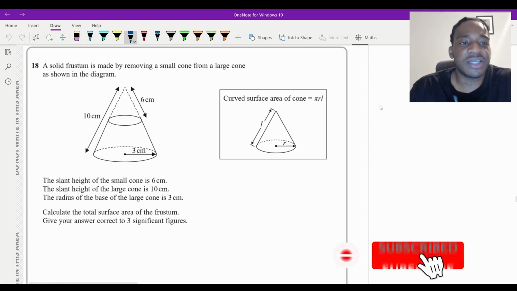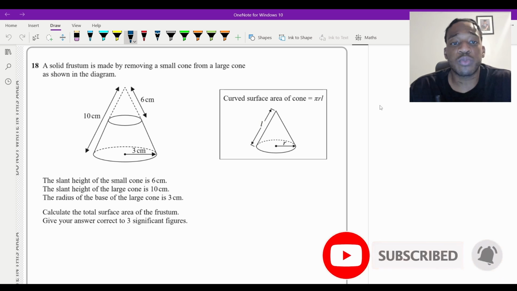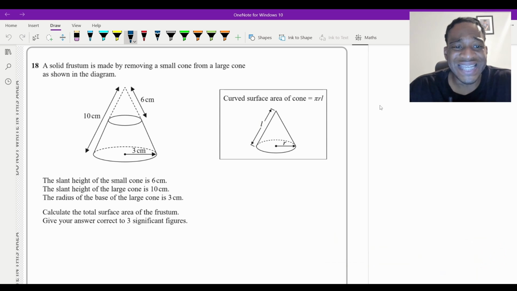Okay, so question 18 says, a solid frustum is made by removing a small cone from a large cone as shown in the diagram. The slant height of the small cone is 6 centimeters. The slant height of the large cone is 10 centimeters. The radius of the base of the large cone is 3 centimeters. We need to calculate the total surface area of the frustum, giving three significant figures. They've given us the formula for the curved surface area, which is pi r l. And this is a 5 marker.